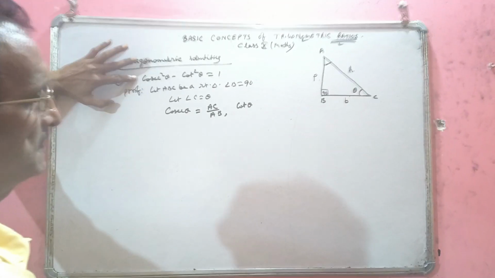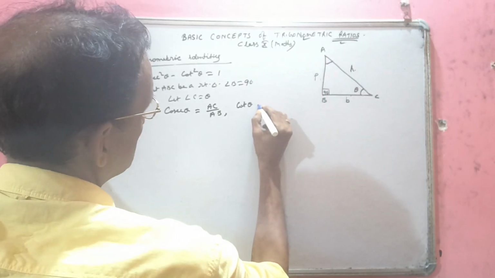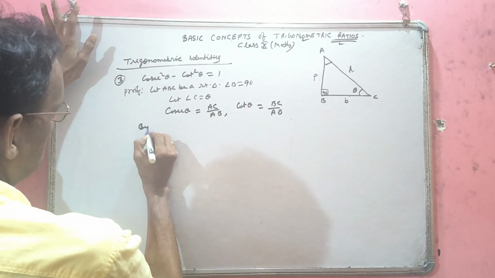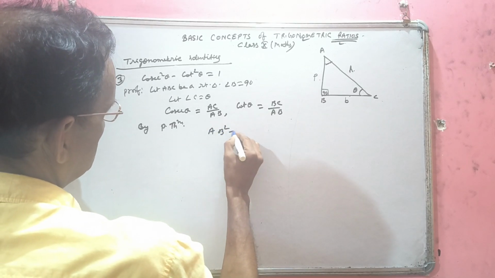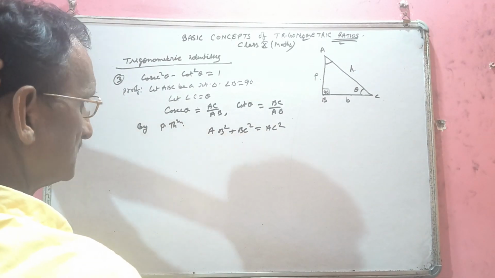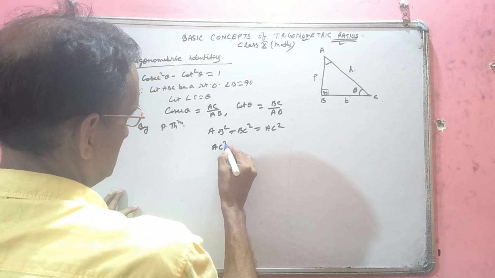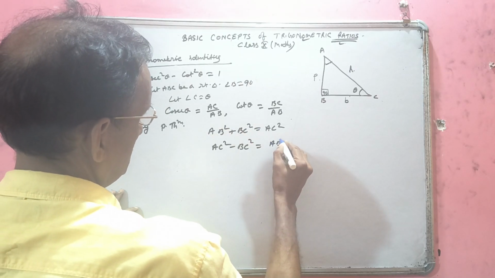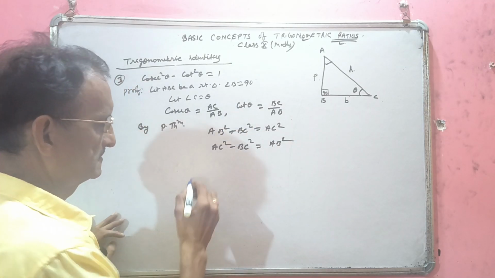And we need cot also. Cot is reciprocal of tan. Tan is opposite by the adjacent. So cot will be adjacent by opposite. So BC by AB. Again by Pythagoras theorem, what you will get? AB square plus BC square. This is the main Pythagoras theorem. So from here, AC square minus BC square, you will get AB square.